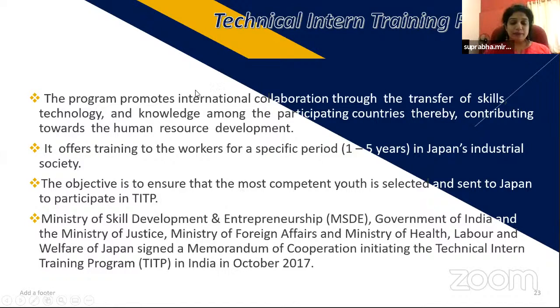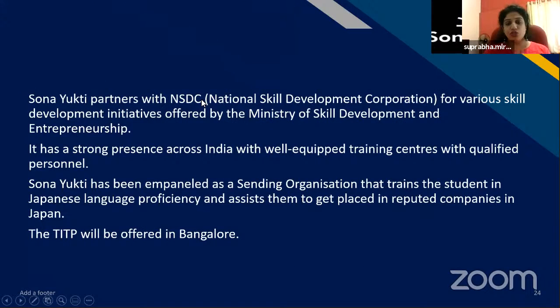So under TITP, one more institute, a private institute which played a very important role, is Sona Yukti. Okay, we have spoken about Sona Yukti. Sona Yukti is one such institution that has contributed to the education system. They have their own colleges, medical college, engineering college in northern India. Yes. So now what they have done, apart from being an education provider, is they have also partnered with NSDC, and they said that they will be the applying or sending agent of this TITP concept. So they are the sending organization representing India.